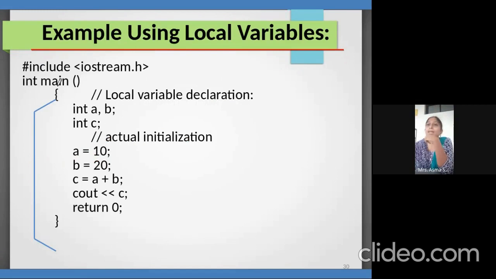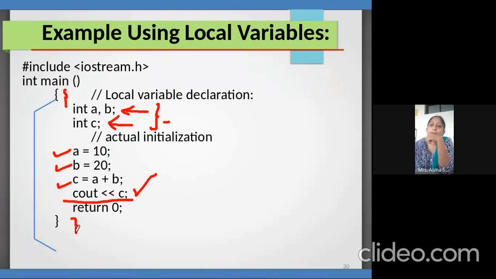So if you see this example, you can observe int a and b are my local variables. C is still not having any initialization. So here, a, b, and c equals a plus b is a simple addition operation. Now these a, b, and c are local variables, because the scope is limited from this curly brace to this curly brace.